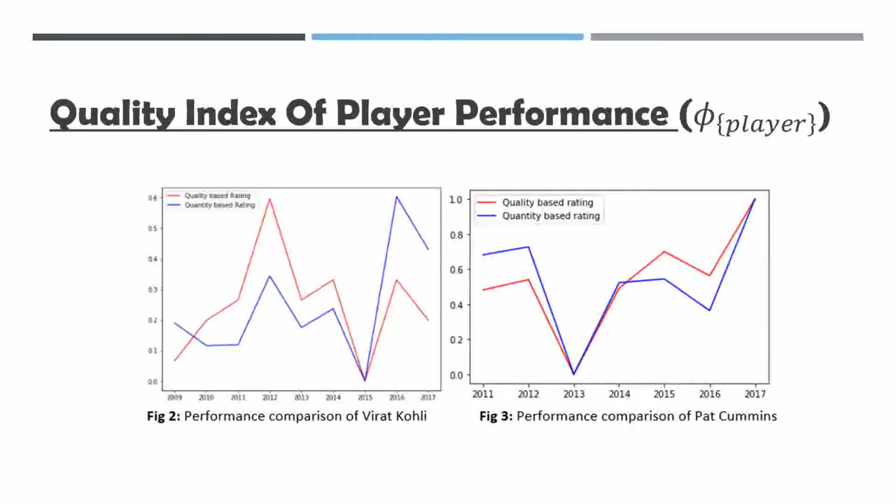So we also analyzed it for a bowler. Here we have Pat Cummins, an Australian bowler. Here also we see similar trends where there is a difference in the rating by quality metrics and quantitative metrics.